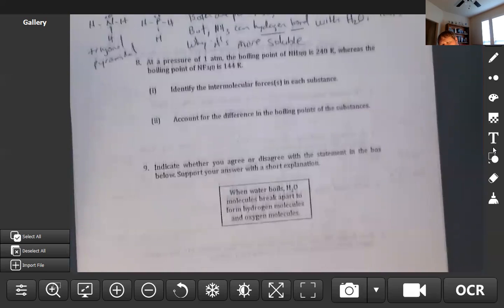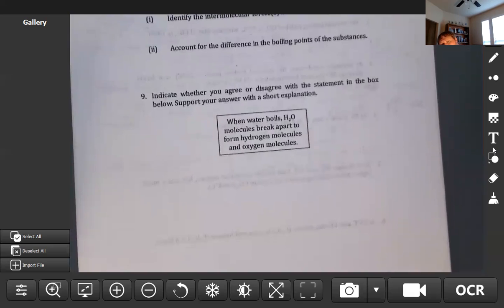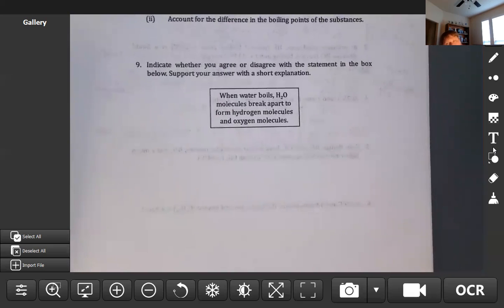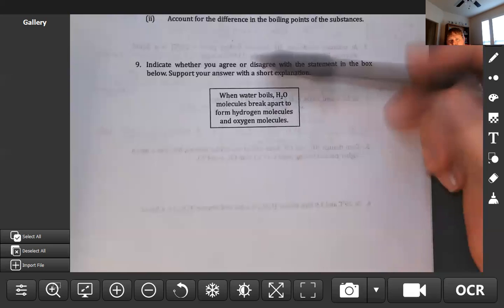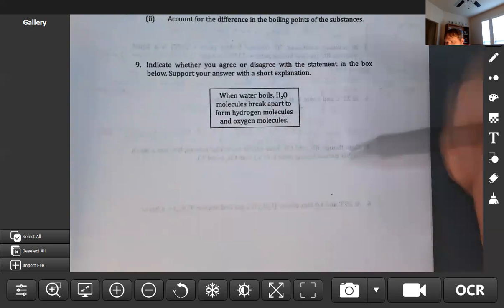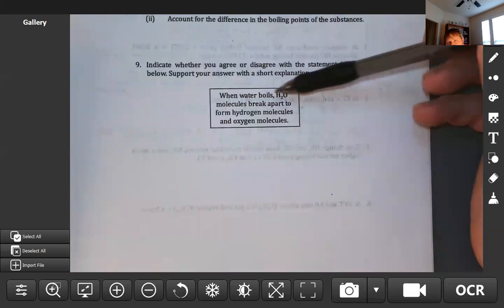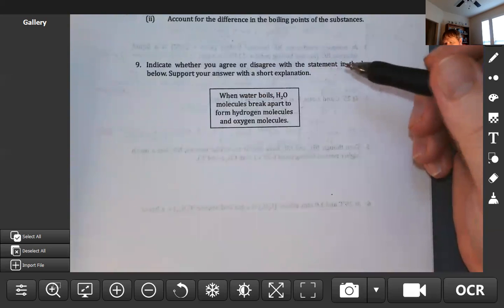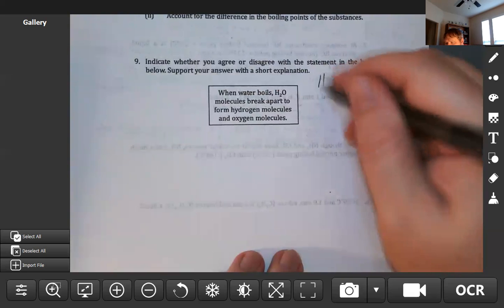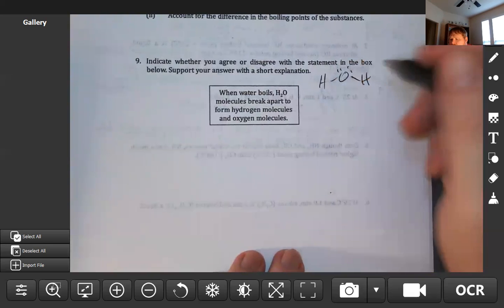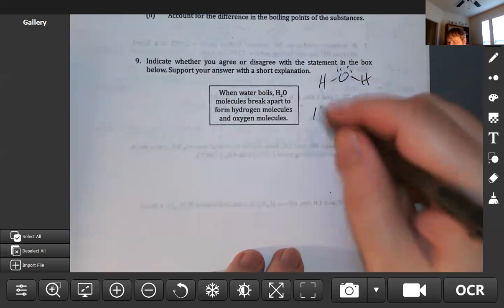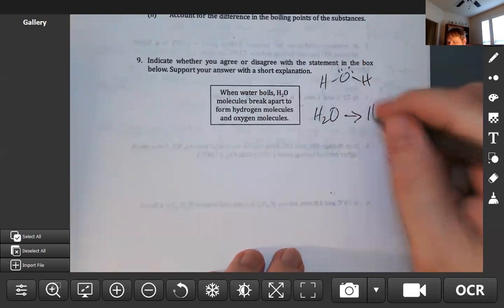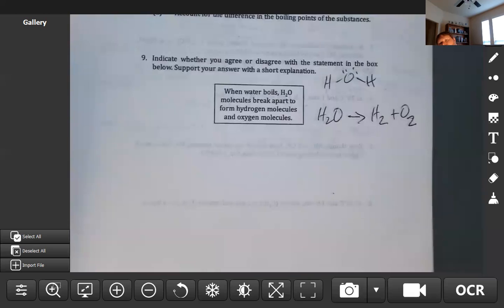All right, let's skip number 8. It's just more of kind of the same. Let's take a look at number 9. Let's read the statement in the box, and then you can decide if you agree or disagree with that statement. When water boils, H2O molecules break apart to form hydrogen molecules and oxygen molecules. We know what water looks like geometrically, but this is saying that when water boils, H2O breaks up to form hydrogen plus oxygen. Do you guys agree or disagree with that?